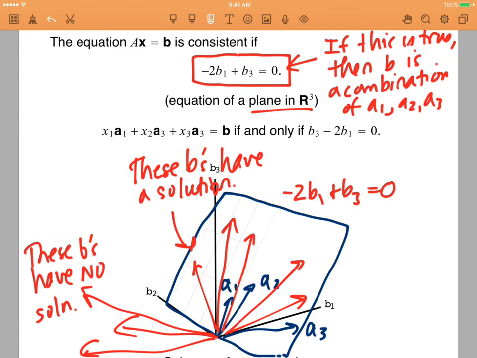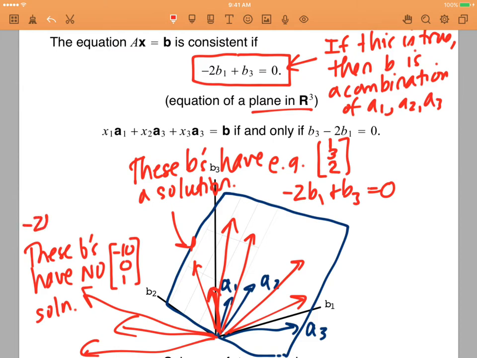So maybe it helps to have an actual example of some numbers. What's a vector where negative 2b1 plus b3 equals 0? For example, if I make b1 1, then negative 2b1 plus b3 equals 0, so b3 has to be 2. I could put anything in the middle, like 3 or something. So there, negative 2b1 plus b3 equals 0. So the vector 1, 3, 2, maybe that's this guy over here. That's on the plane. But some guy over here, let's say negative 10, 0, 1, that doesn't have the property that negative 2b1 plus b3 equals 0. Over here, negative 2b1 plus b3 is not equal to 0, and those vectors are not on the plane.